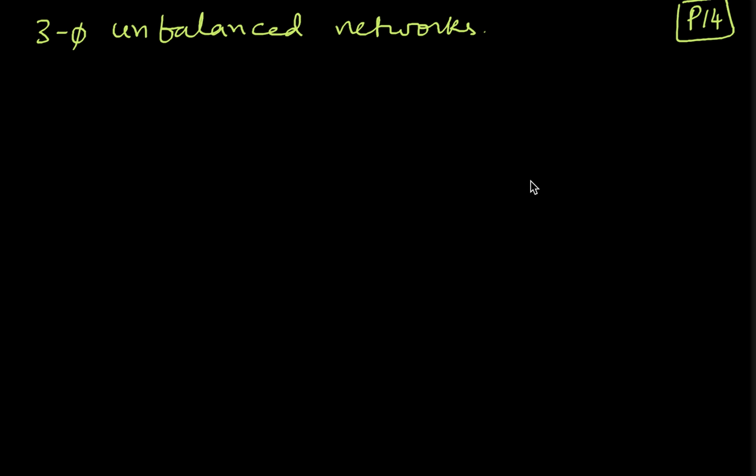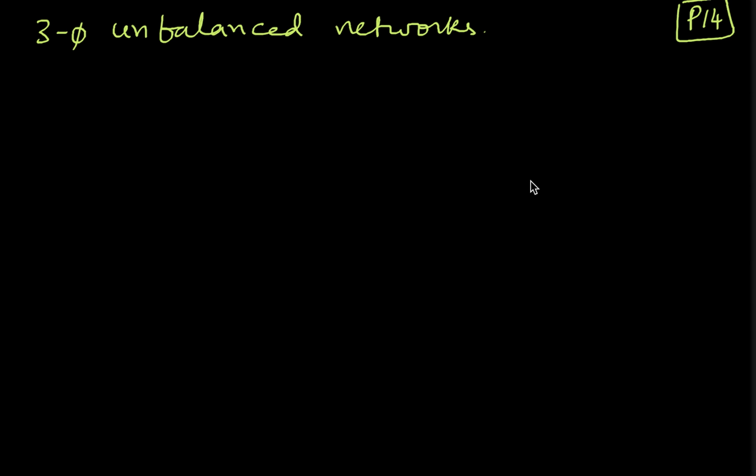Hello everyone. So let's continue our study on three-phase systems, and this time I'm going to talk about unbalance in a three-phase network. Unbalance is a situation, as you know, when everything is not symmetrical across all three phases. Sometimes the load can be unbalanced and the supply is balanced, sometimes the supply can be unbalanced and the load is balanced, and sometimes both can be unbalanced.